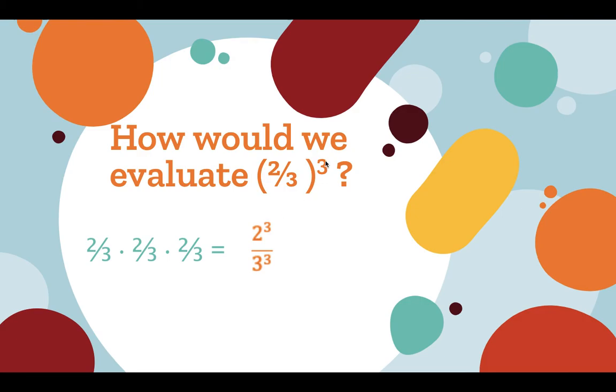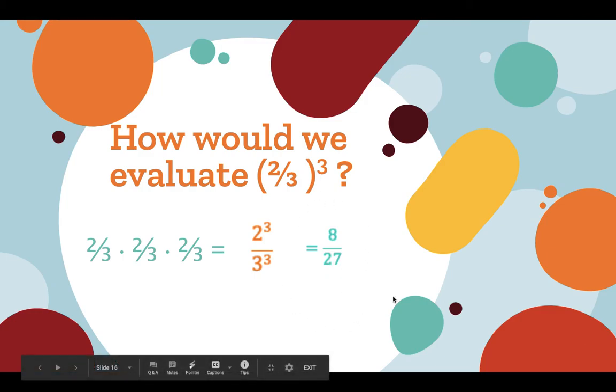So think of this as almost kind of like the distributive property, where we are going to cube, or go to the third power, for both the numerator and our denominator. So we need to go a little bit further. 2 to the third power, that means 2 times itself 3 times. So 2 times 2 is 4, times 2 again would be 8. And 3 times 3 is 9, times 3 again is 27. So our final answer, when we're asked to evaluate, is 8 over 27.